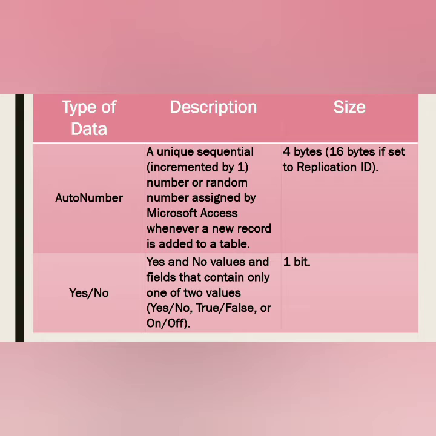Yes and no. Yes and no values and fields that contain only one of two values. That is, out of two, a field can hold only one value. That is either yes or no, either true or false, either on or off. So its size is also 1 bit. It is used in a place where the field has only one possible value.